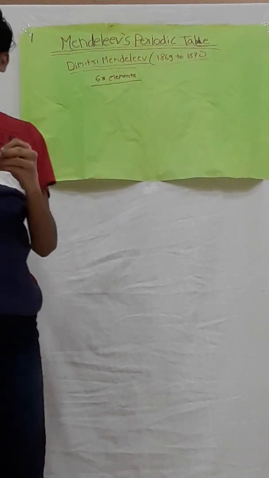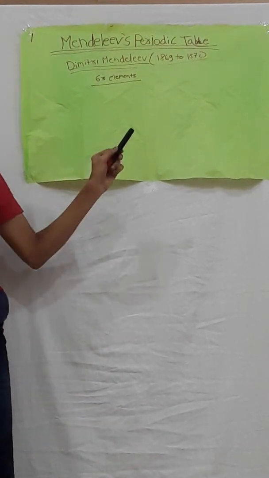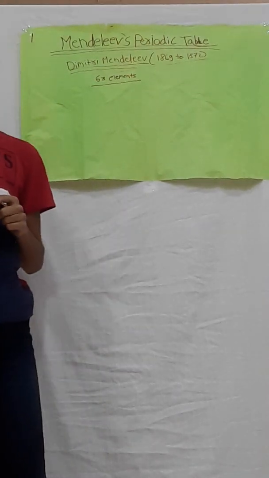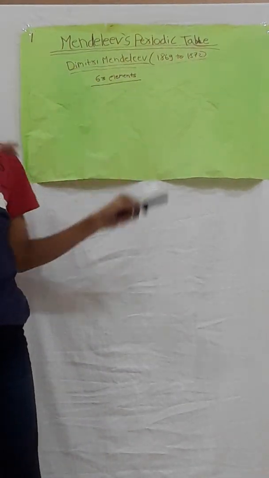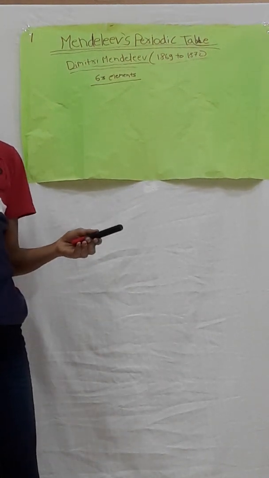He arranged all these elements in the increasing order of their atomic masses and made the table according to the physical and chemical properties of the elements. Mendeleev arranged these elements on the basis of physical properties such as melting point, boiling point, and densities of the elements, and on chemical properties such as molecular formula for hydrates and oxides of elements.